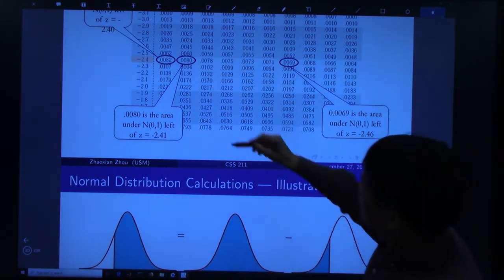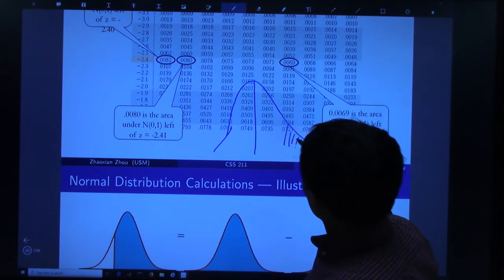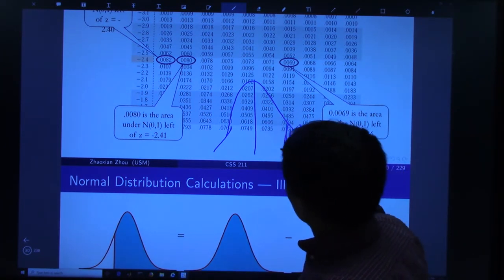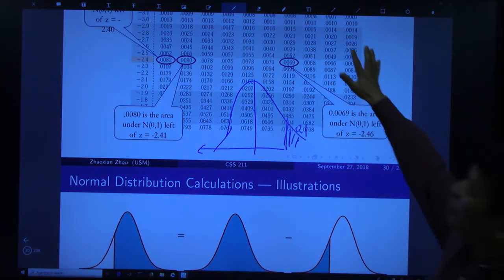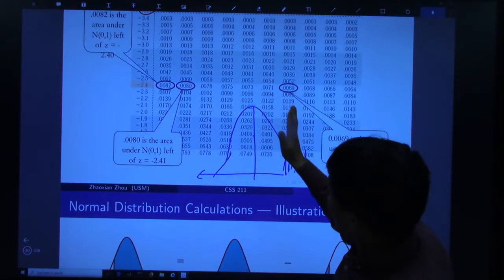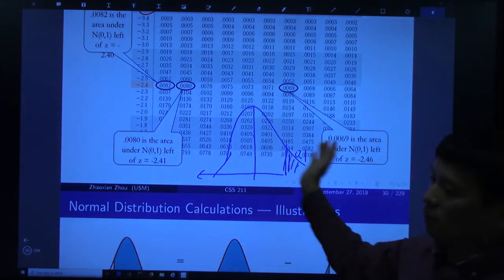This area here equals 0.1, so we are looking for this part, which equals 0.9. All these numbers in table A give us the area from negative infinity all the way to somewhere here, to the left. Okay?